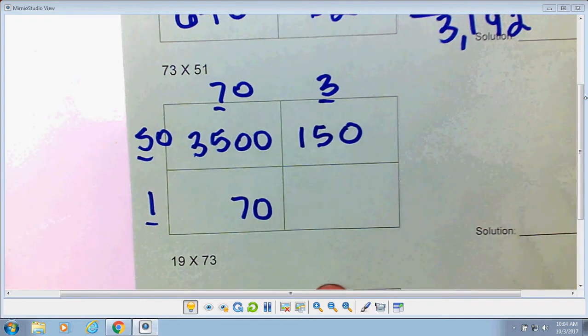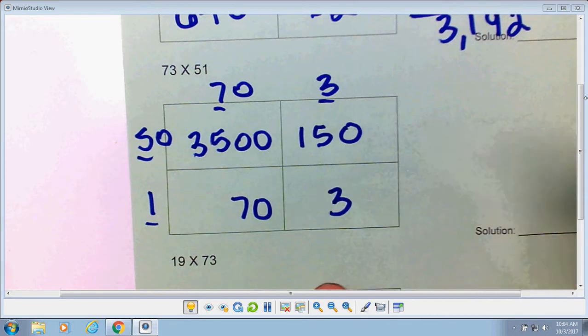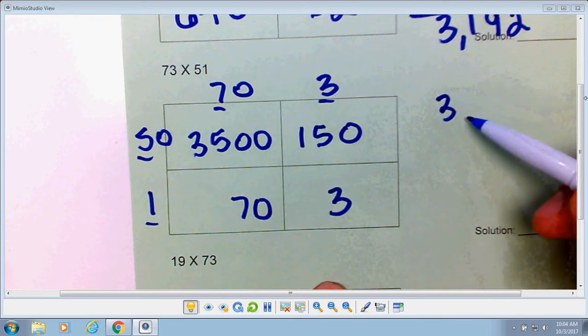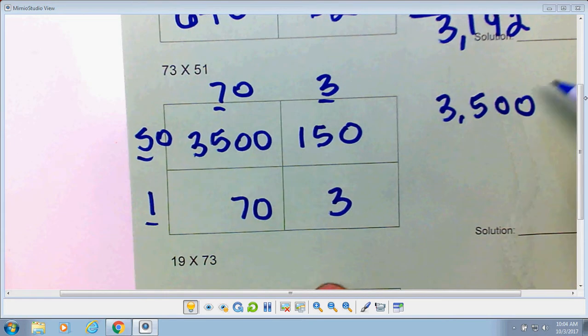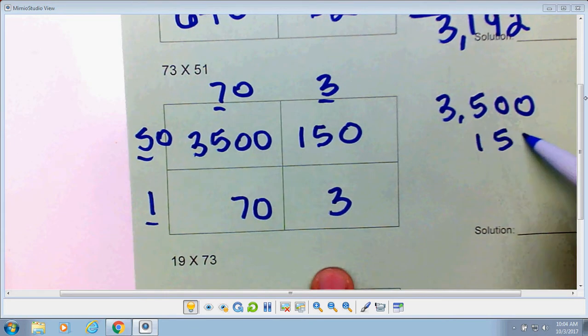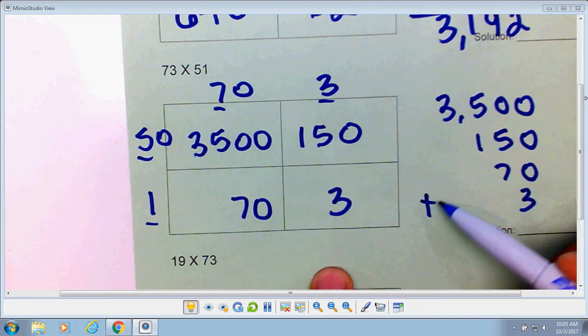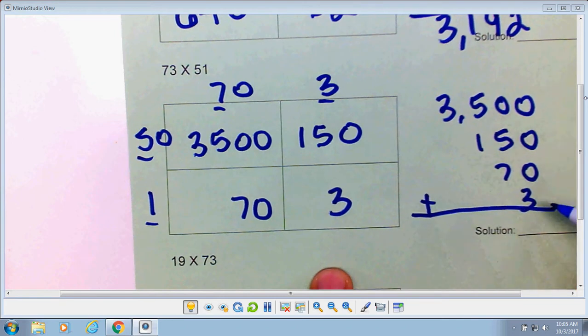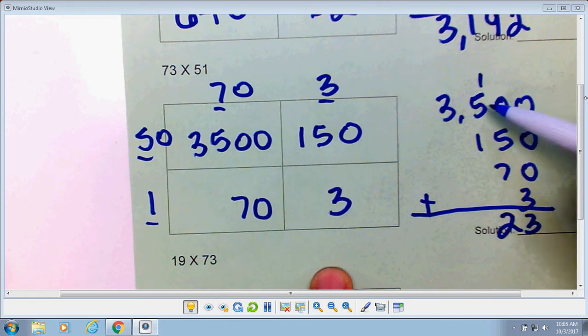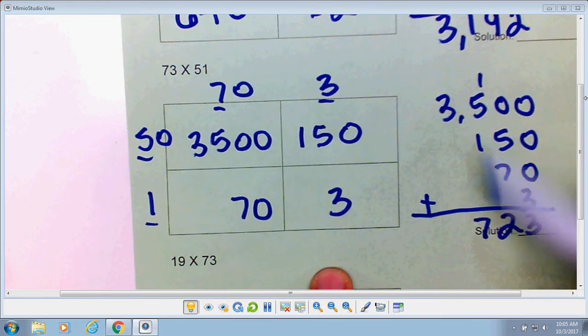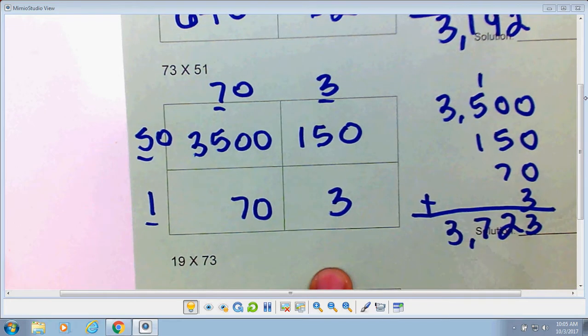3 times 1 is 3. And then we have 3,500. You have 150. You have 70. And then 3. Stack them up. You have 3. 7 plus 5 is 12. 5, 6, 7. 3,723.